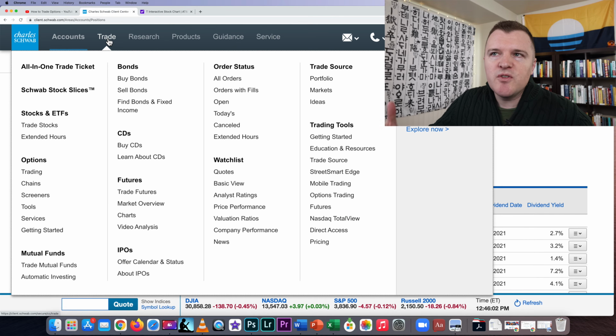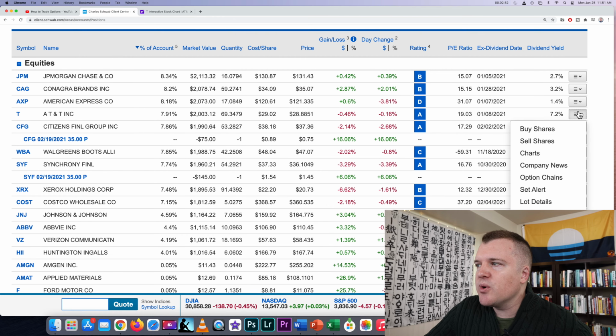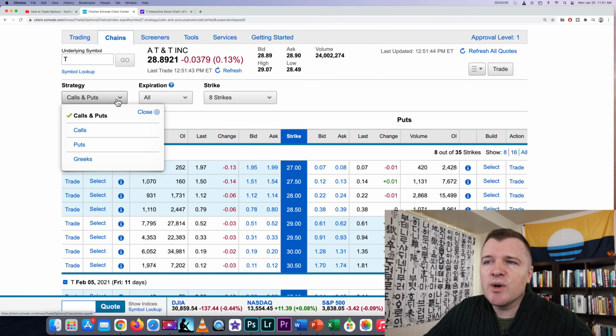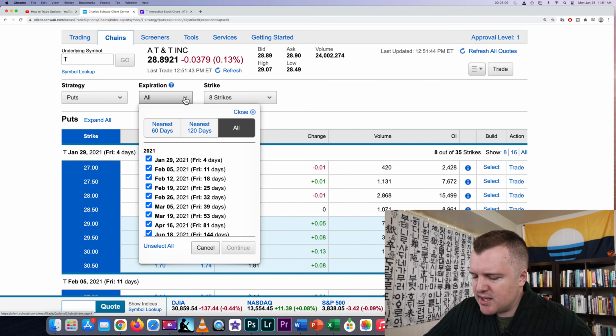So on Charles Schwab, if you want, you can go up to trade and then you can go down to options. Otherwise, you can scroll down and then AT&T on the right, it'll show you option chains. Now, once again, this is a lot of information, and all we're trying to do today is sell a put, so we're going to switch this to just show the puts. For expiration dates, we want to do the third Friday in March.